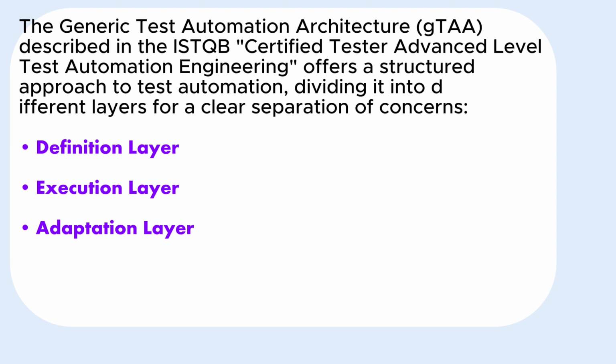So the first layer in this GTAA model is the definition layer, and this is where all of the test data lives. In the context of Robot Framework, this includes your test cases, the specific tasks that you want to automate for RPA, and any resource files that might contain your custom keywords that you've defined and any variables that you're using. And this information is written in Robot Framework's specific syntax, which is actually human readable, which is really nice. And it's typically organized into test suites, which then contain the calls to those keywords, along with any necessary arguments or data.